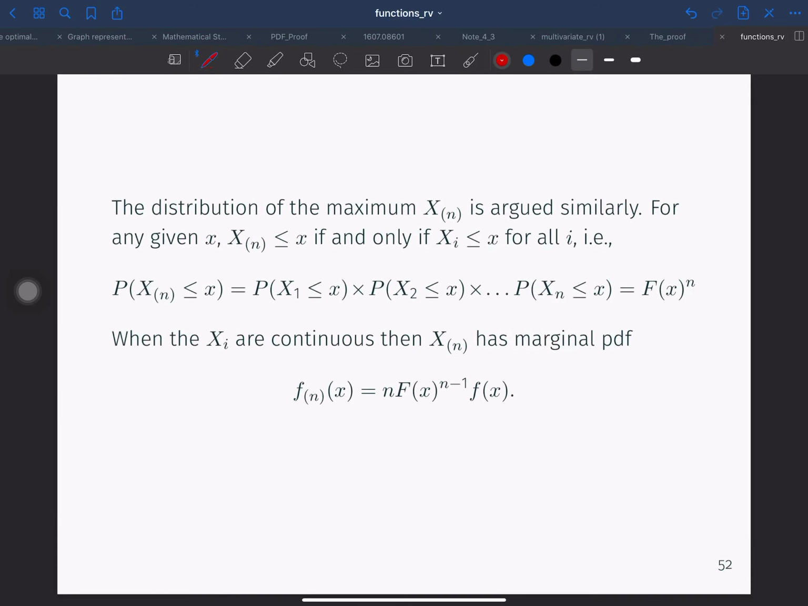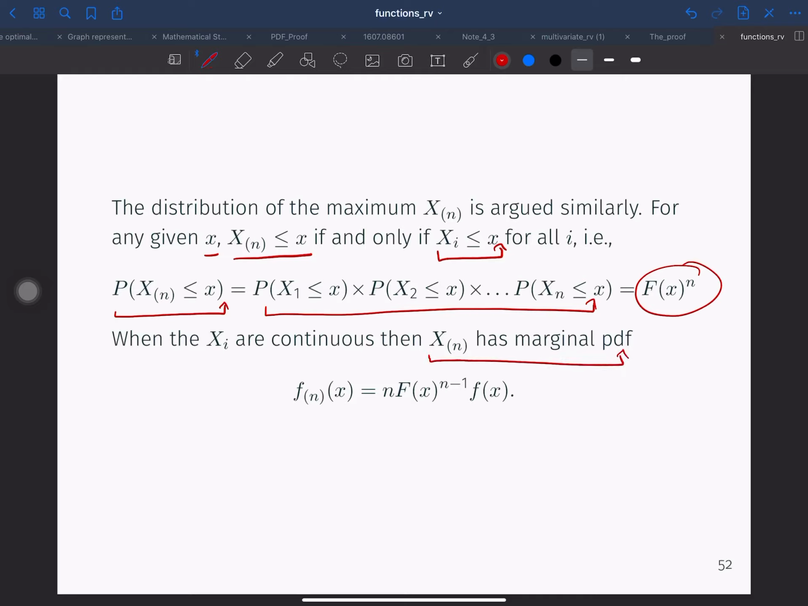The distribution for the maximum is argued similarly. So for any given x, the maximum is less than or equal to x if and only if all the elements are less than or equal to x. Because if one element is bigger than that x, then that element is going to be the maximum. So therefore, the probability that the maximum X_(n) is less than or equal to x is a product, where every element is less than or equal to x. So that's just F_X to the power of n. And so in the case of continuous, once again, you take the derivative. So the marginal PDF is given simply as follows.